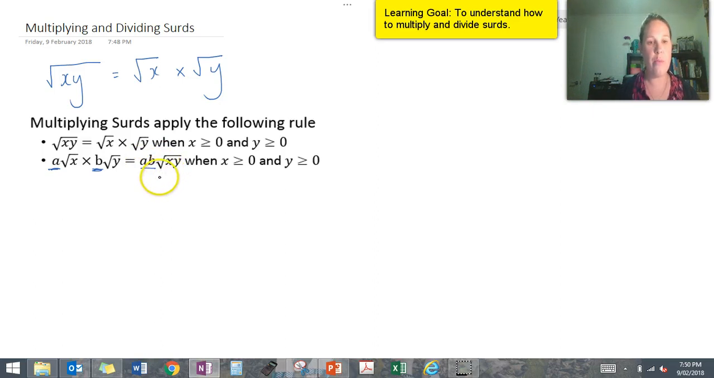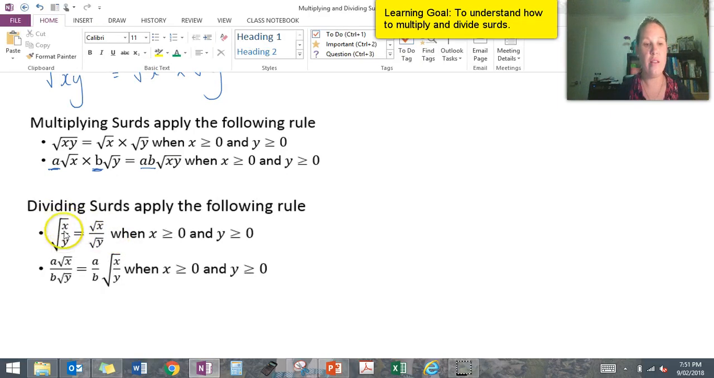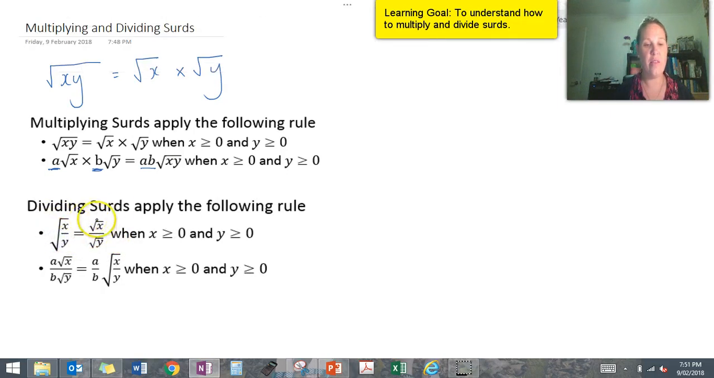Similarly, when we are dividing surds, we also apply the division rule as we looked at it in our last lesson. So when we have x divided by y, that's the same as the square root of x over the square root of y. When we have a coefficient in front of our square root, that's the same as writing those as a divided by b. So let's have a go at putting one of these into practice.